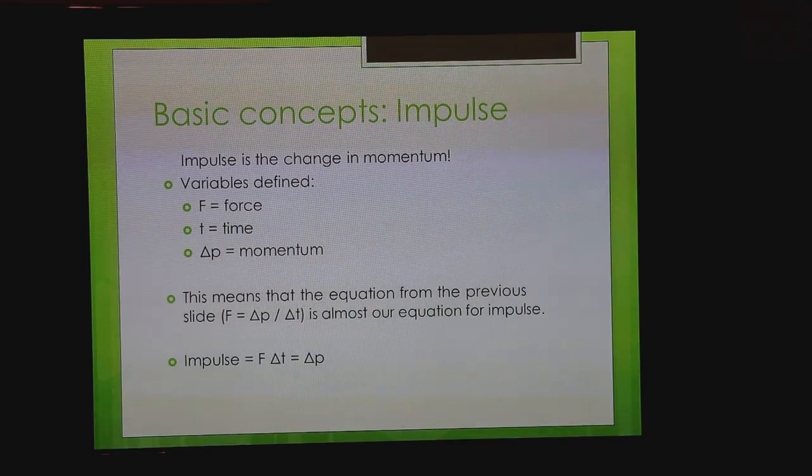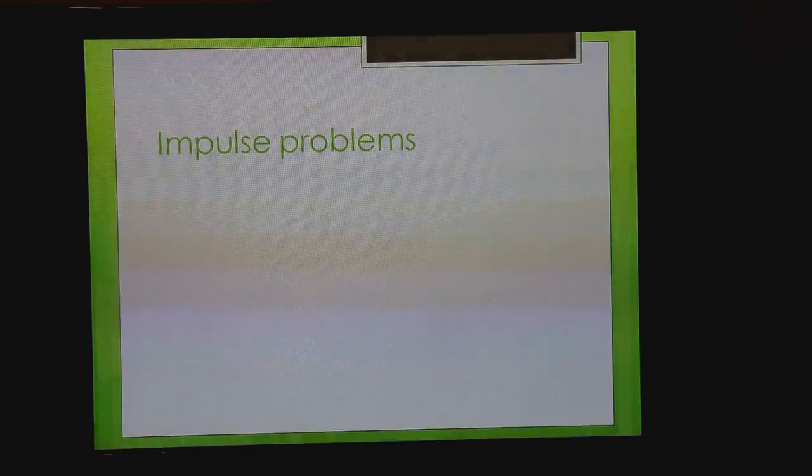If we rearrange that and multiply by delta T, impulse is equal to force times delta T, or change in P, delta P, is equal to force times delta T. Right. That's our equation for impulse. And now we're just going to show you guys a couple of basic problems that deal with impulse.